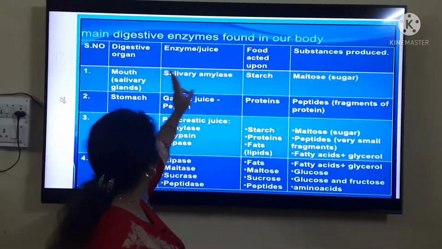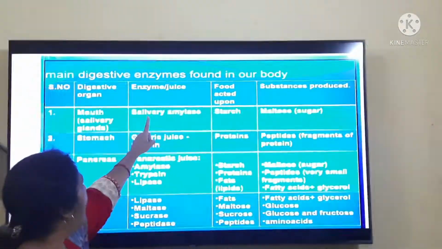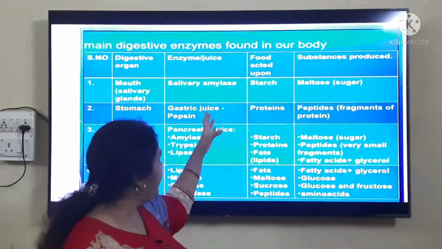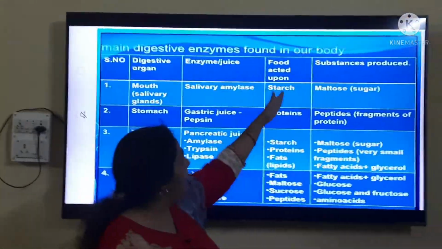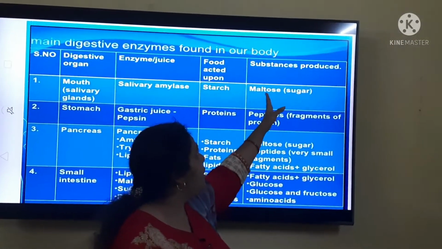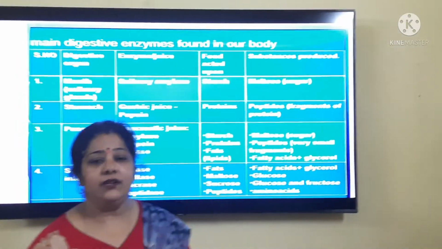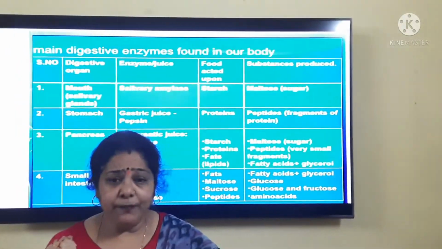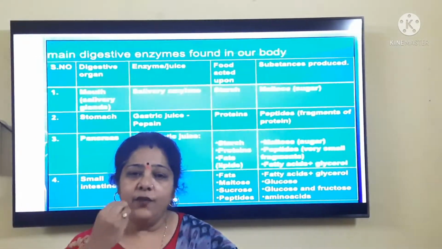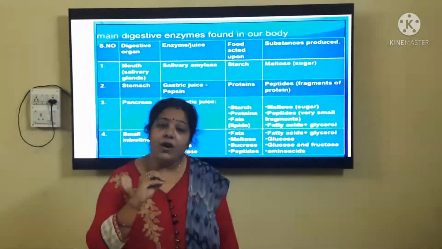Like starch. In the mouth only, we have salivary glands, and salivary amylase is secreted there, and that will act upon starch, and this starch gets converted into maltose, which is a sugar. That is why one experiment is there. Just chew a chapati without anything in your mouth and keep on chewing, so that digestion of starch starts in our mouth only.